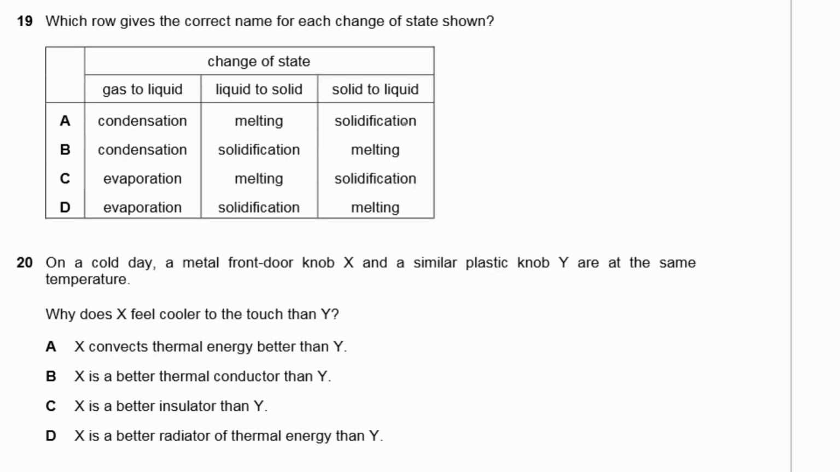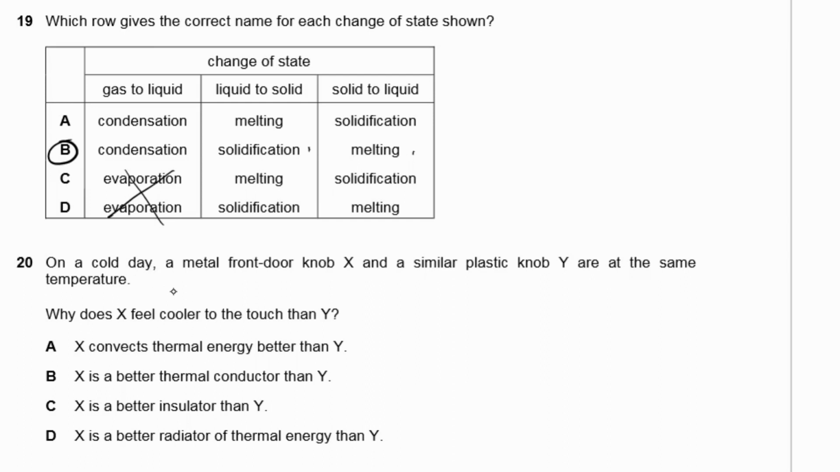19. Which row gives the correct name for each change of state shown? When something turns from a gas to a liquid, it's condensing. So it's not evaporating. Let's score out C and D. When it changes from a liquid to a solid, we've got solidification happening. And just double check, going for the third one. When it changes from solid to liquid, it is indeed melting. It is option B that we want there.